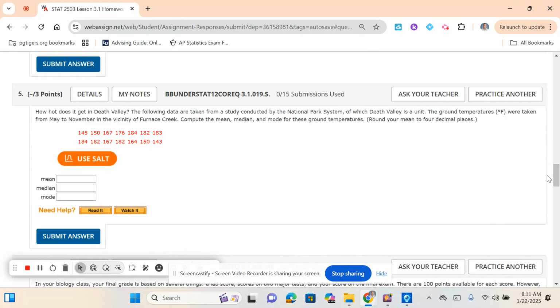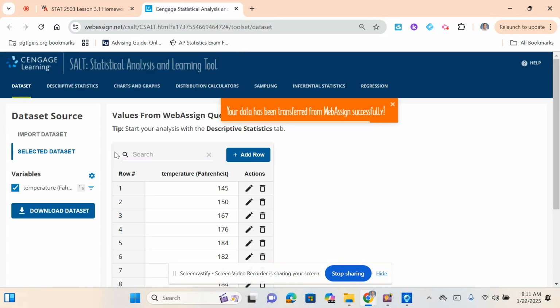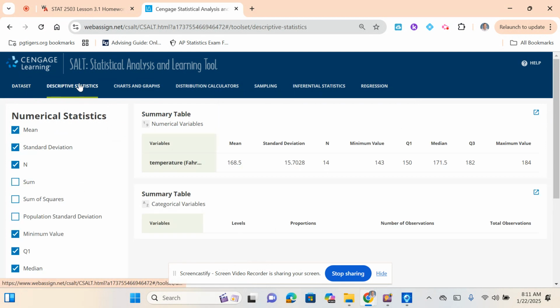All right. This will be like the one on your test. Okay, so the one on your test will be like number 5. How high is it in Death Valley? They've got the ground temperatures. Compute the mean, median, and mode. So I'm going to click on use salt. Okay, you're going to love salt. You're going to love this thing. So it transfers over. I'm going to click descriptive statistics.